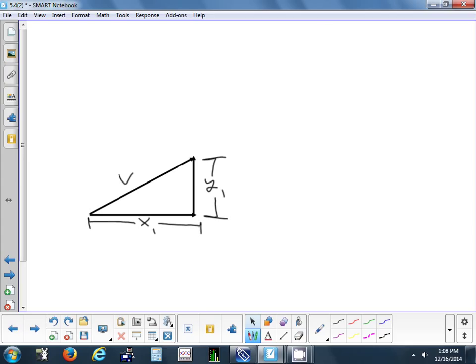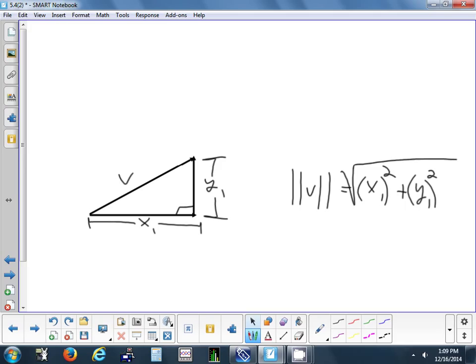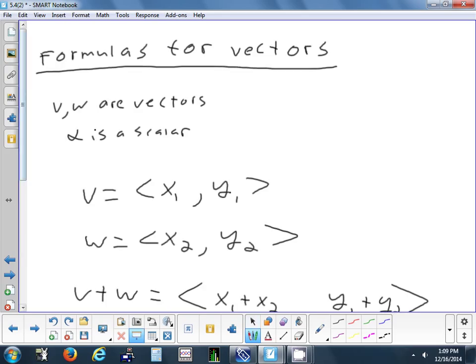If you knew x1 and y1, how would you find, not v, because we have v, that's drawn, but how would you find its length? It's just the Pythagorean theorem. So you square x1, you square y1, you add them together, and then what's the last step in the Pythagorean theorem? Square root. Normally the other side would be squared, but if we solve for it, you take the square root. So there's the formula for the magnitude.